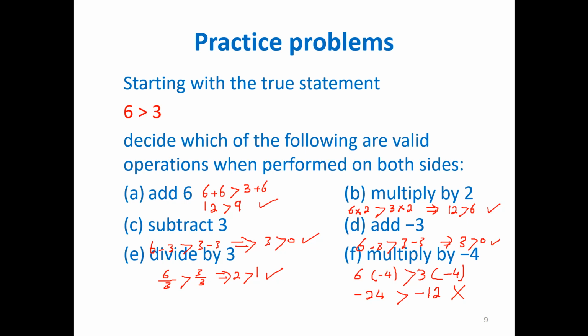Why? Because it lies to the left of minus 12 on the line. So this statement is wrong. So multiplying by a negative number will change the sense of the statement. And to overcome this difficulty, what we will do is we will reverse the sign of sense. So this operation is not correct. If we want to multiply by a negative number, then we have to do something.